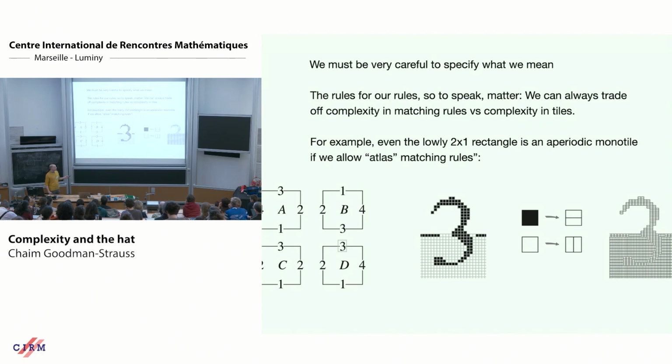And then you divide the pixels up, and this is the kind of thing that you allow. And you make these rules big enough so that basically if every 2x1 rectangle is in an appropriate atlas, then the whole thing is just going to do the same thing as the original Wang tiles. So that's cheap. That's not what we mean.